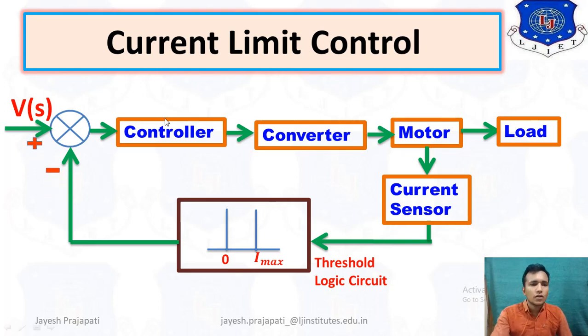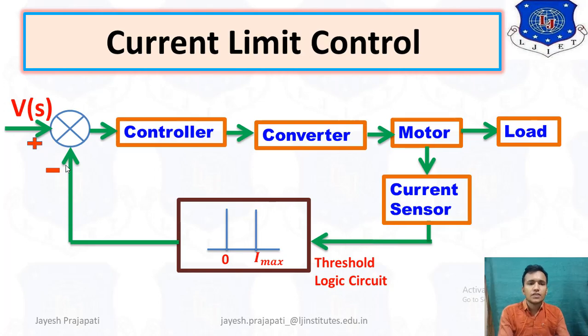Here we have to take positive and negative terminals. The positive is the current given to this circuit, and if it goes above the limit, then we subtract this value. So that is a closed loop system, and that is the block diagram of the current limit control scheme.